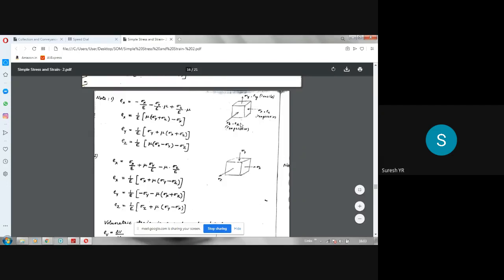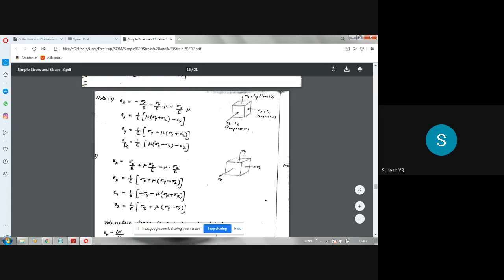Next, sigma z is negative in z direction. Therefore, it is positive in y and x direction. I am writing the strain in y direction, so I have to take plus, so plus mu times sigma z divided by E. So that is the expression for Ey.